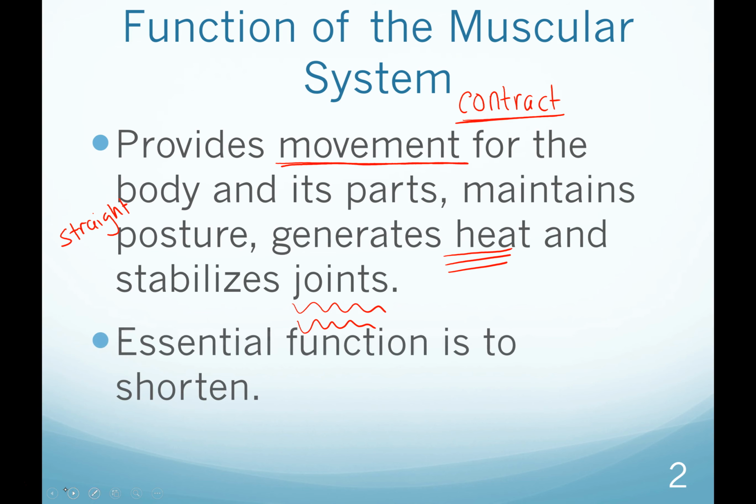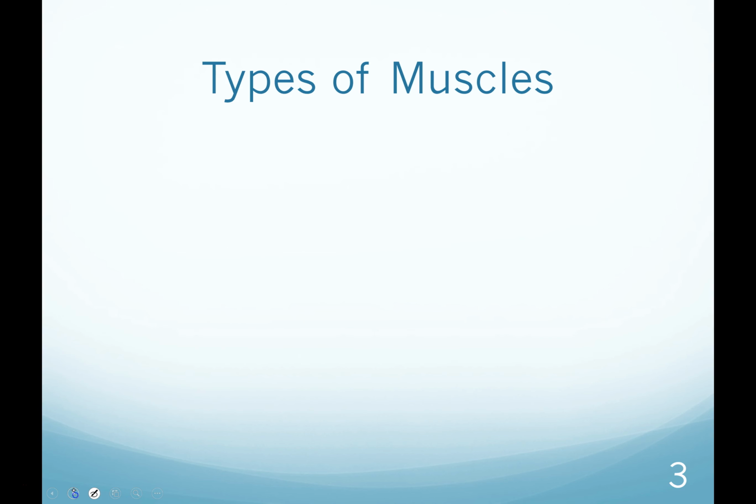And again, as I told you, muscles have one job, and that one job is to shorten, and that happens when they contract. So remember that. We'll talk more about that as we go. The types of muscles we are going to have, like I said, are three: skeletal muscles, smooth muscles, and cardiac muscles.